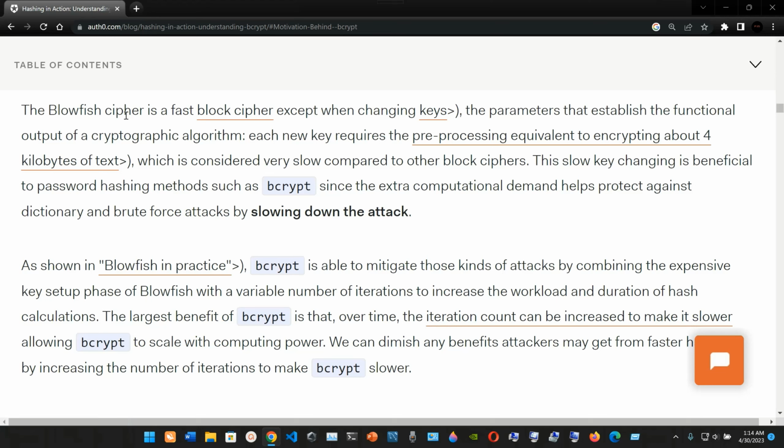The Blowfish cipher is a fast block cipher except when changing keys. The key is the parameter that establishes the functional output of a cryptographic algorithm. Each new key requires pre-processing equivalent to encrypting about 4 kilobytes of text, which is considered very slow compared to other block ciphers. This slow key changing is beneficial to password hashing methods such as Bcrypt, since the extra computational demand helps protect against dictionary and brute force attacks by slowing down the attack.